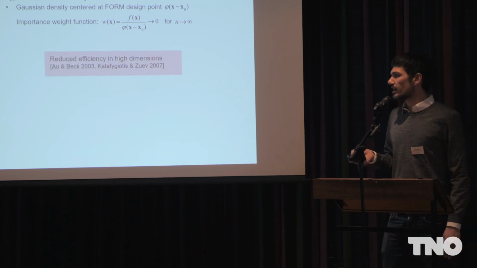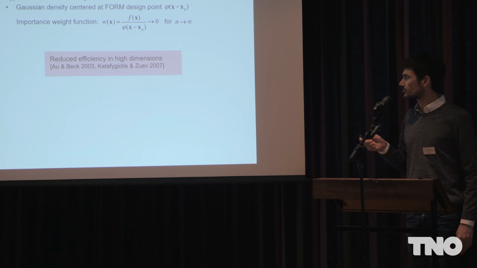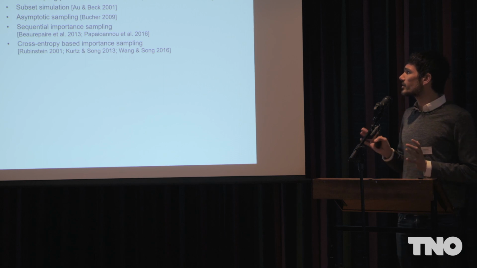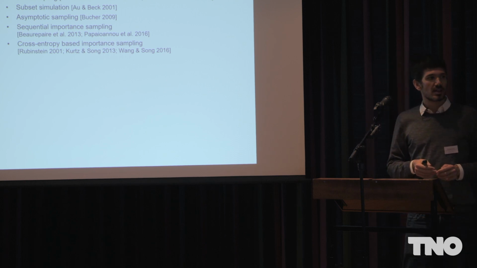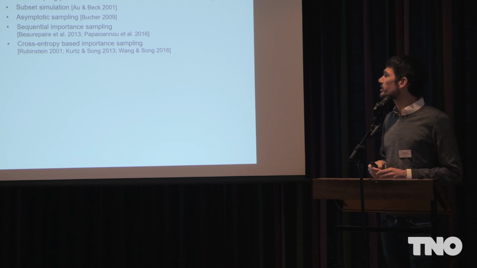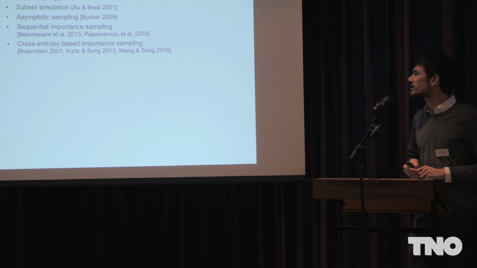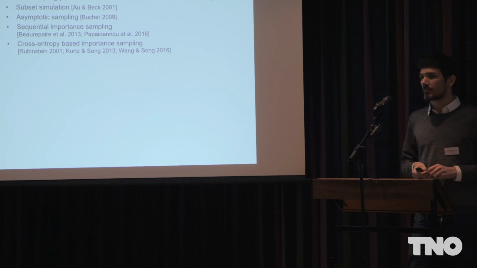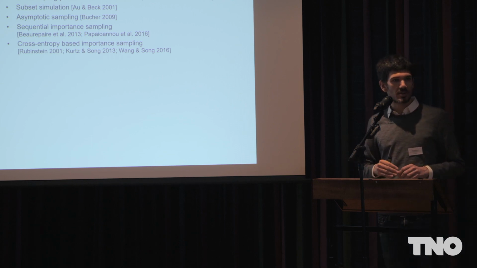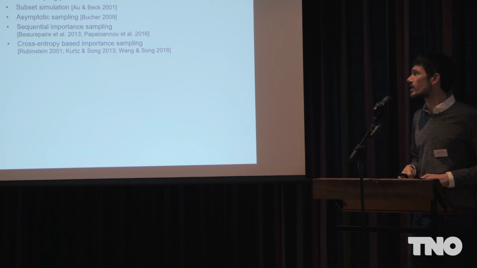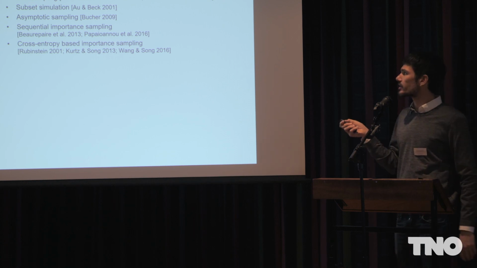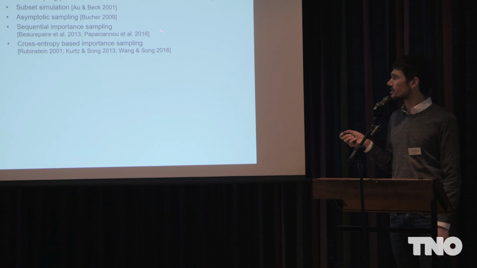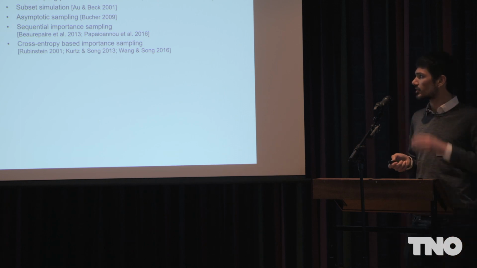Okay, so this has been discussed in a number of papers. There are other types of things we can do. In particular, we have a number of simulation methods that have been developed in the past 10, 15 years that aim at maintaining this independence on the random dimension of the Monte Carlo method, but reducing its variance. Some of these methods are line sampling method, subset simulation, asymptotic sampling, sequential importance sampling, and cross-entropy-based importance sampling.